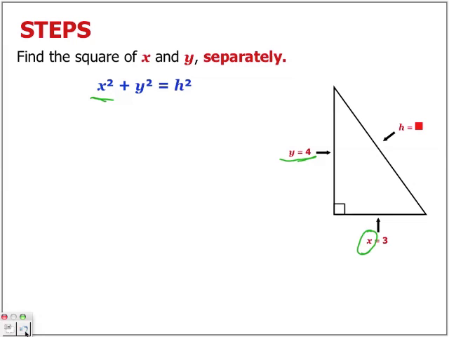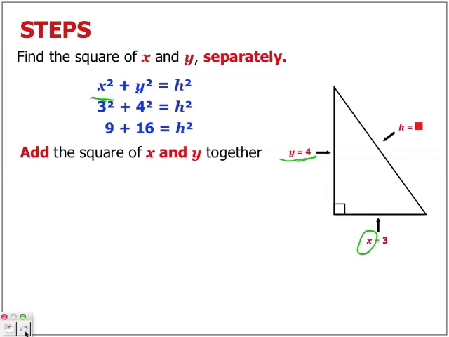So if we were going to do that, what would x squared be? Step by step. 3 to the power of 2, plus 4 to the power of 2. So now we're going to square it. What's 3 squared? And what's 4 squared?